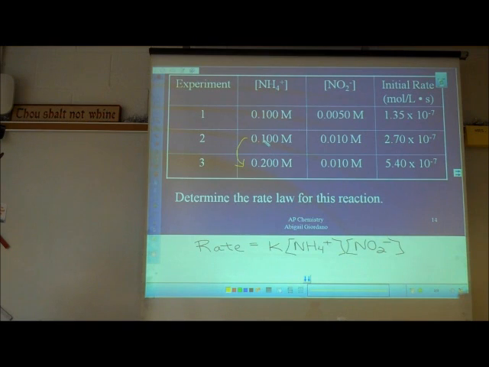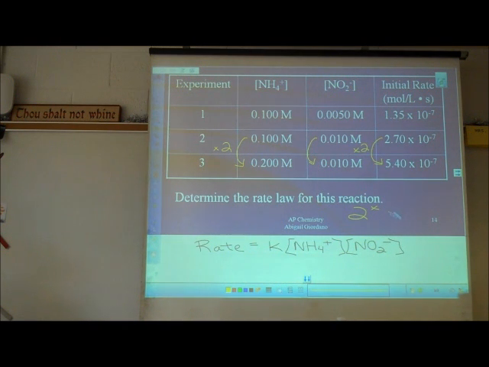Well, look at these two numbers. Going from experiment 2 to 3, here's the molarity is changing. What is it being multiplied by? 2. Okay. Nitrite is remaining constant. It has to. What is happening to the rate? Some of you may be able to just see it. It doubles. It's also being doubled. Okay. Doubling the concentration doubled the rate.